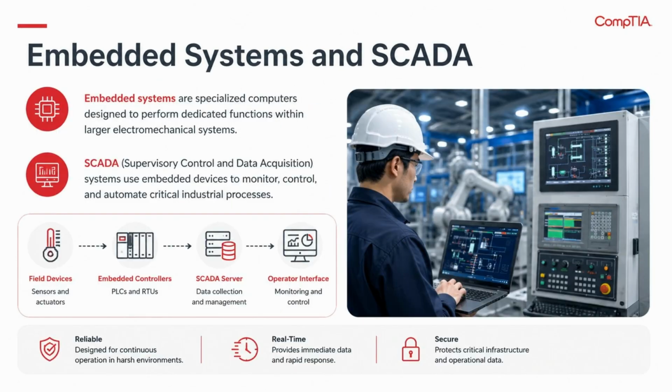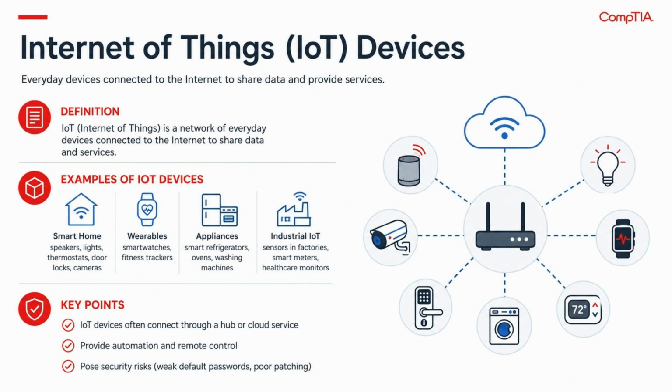Moving on to embedded systems and SCADA. Embedded systems are specialized, dedicated devices built to perform a specific function, such as medical monitors, ATMs, or smart devices. Industrial control systems, or ICS, are designed to automate and manage industrial processes like conveyor belts, pumps, and valves found in factories and power plants.